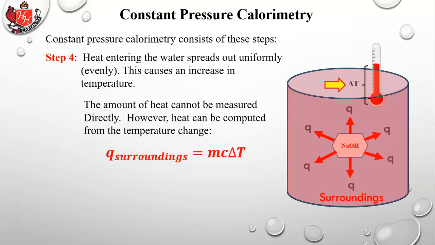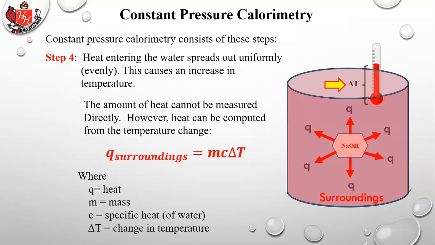And there's the formula that you've seen before. So we know the temperature change from the thermometer. We know the specific heat of water. And we're going to use that as an approximation of the specific heat of the solution, which includes the sodium and hydroxide ions. There's not much difference between the two. And then the mass. We need to know the mass of the surroundings, which is the water plus the sodium hydroxide. All of those things are part of the surroundings. And from that, we can compute the Q, the heat, going into the surroundings.